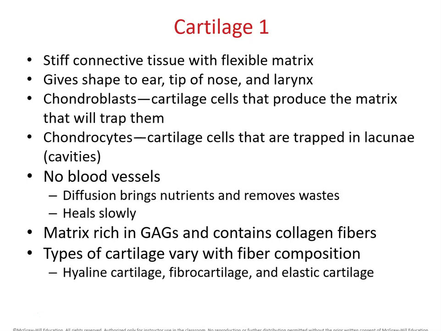Cartilage is interesting in that it doesn't have any blood vessels. So that means all of its nutrients and wastes are brought and removed by diffusion. It also means that cartilage heals very, very slowly after it's injured. We have three types of cartilage: hyaline, fibro, and elastic, and we're going to talk about each one of those separately next.